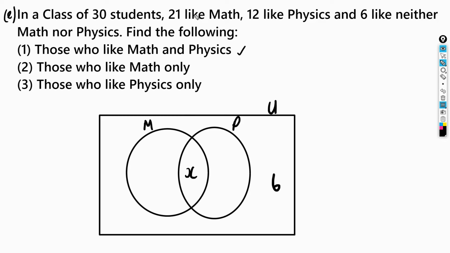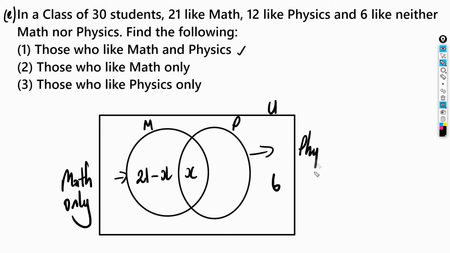And for the ones who like math, it would be the ones who like math only. Math only would be 21, because we know 21 like math, minus X, which would be those who like math and physics. And the ones who like physics only would be the same thing. It would be 12 in this case, because 12 like physics, minus X. Cool? All right, guys. So how are we going to solve this question?